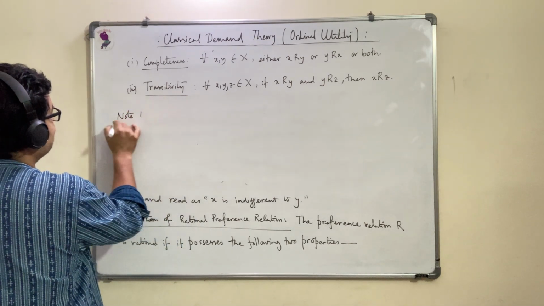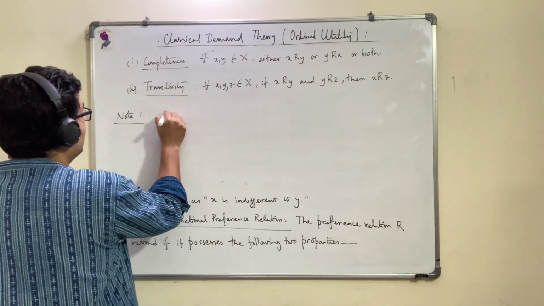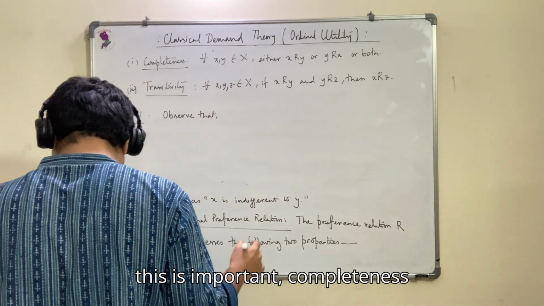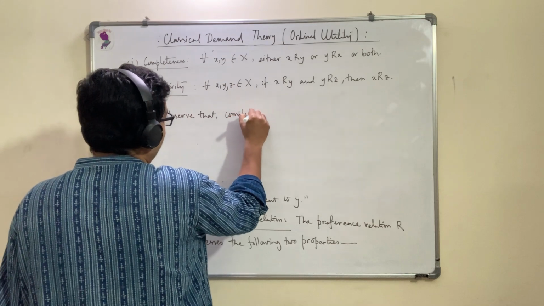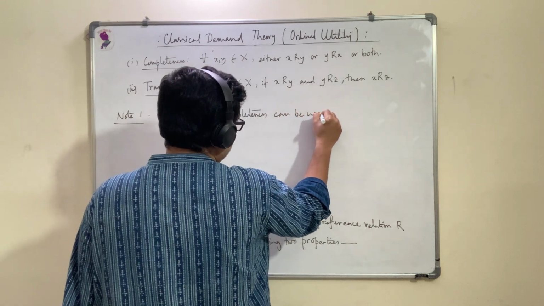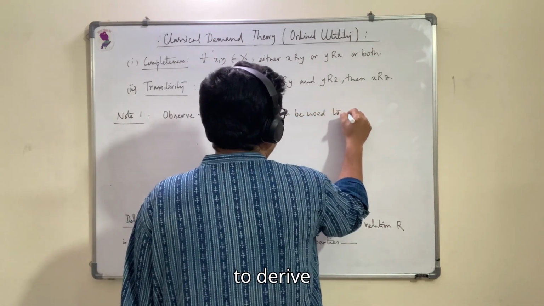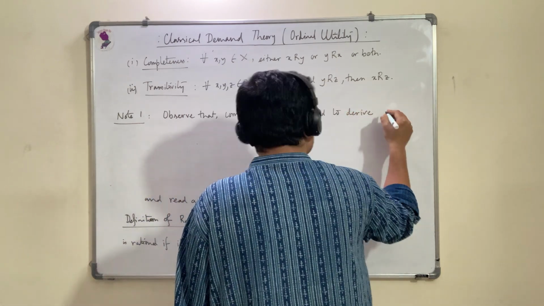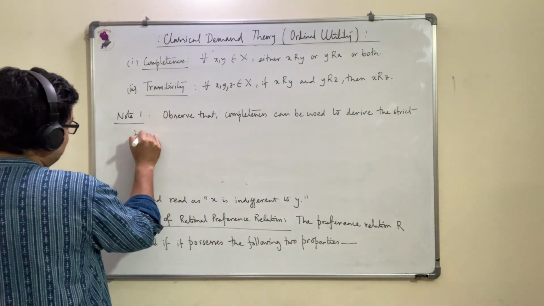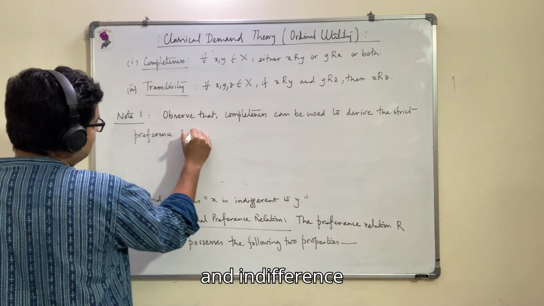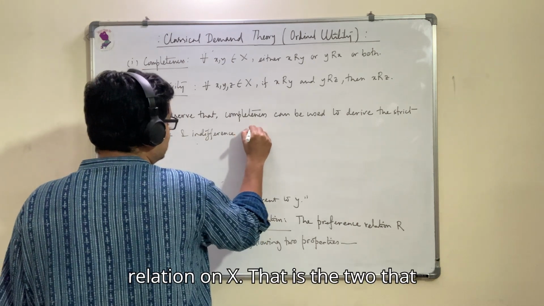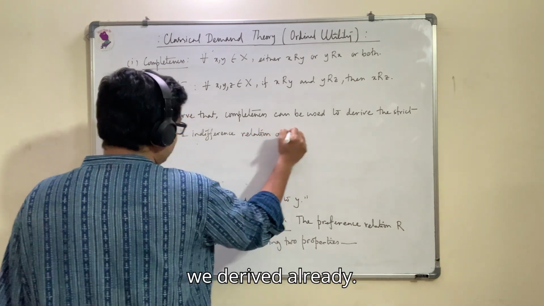Note 1. Observe that, this is important, completeness can be used to derive the strict preference and indifference relation on X. That is the two that we derived already.